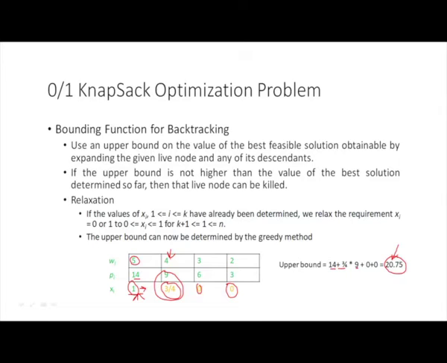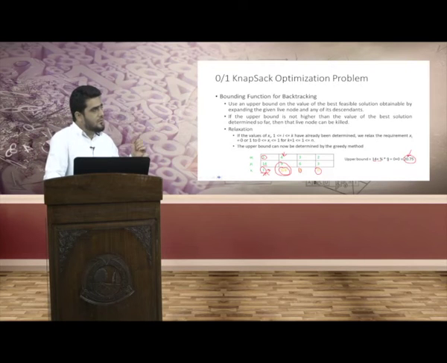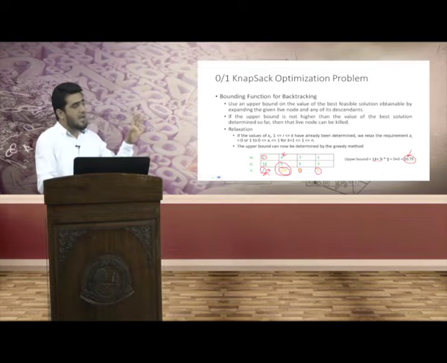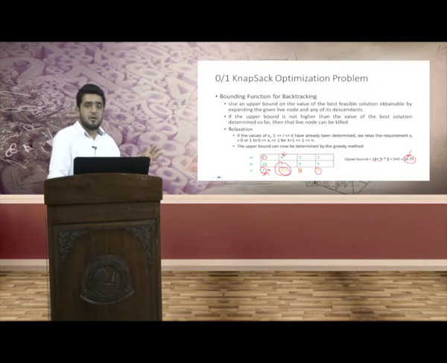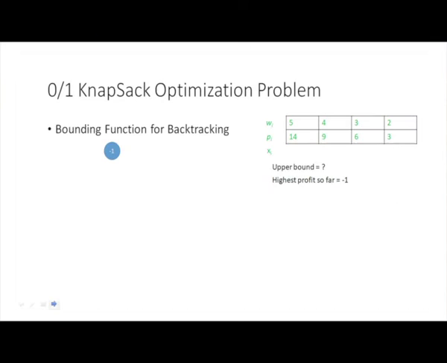This is the best possible profit that can be obtained if we take x1 equal to 1. So in a moment we will be discussing how we build our state space tree and find our final solution, but this is just an idea of how we compute our upper bound at any particular node. So let's try to formally use these concepts and solve the problem at hand.